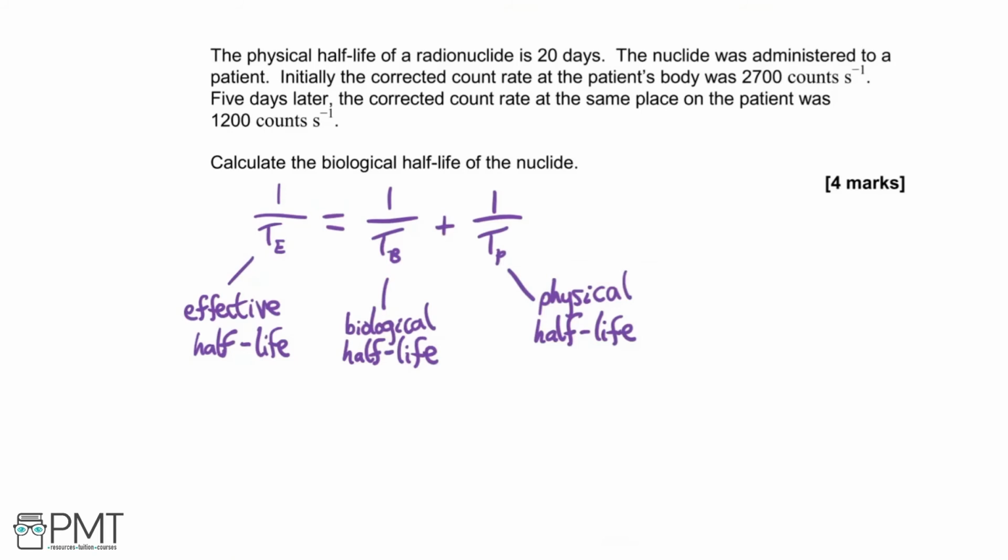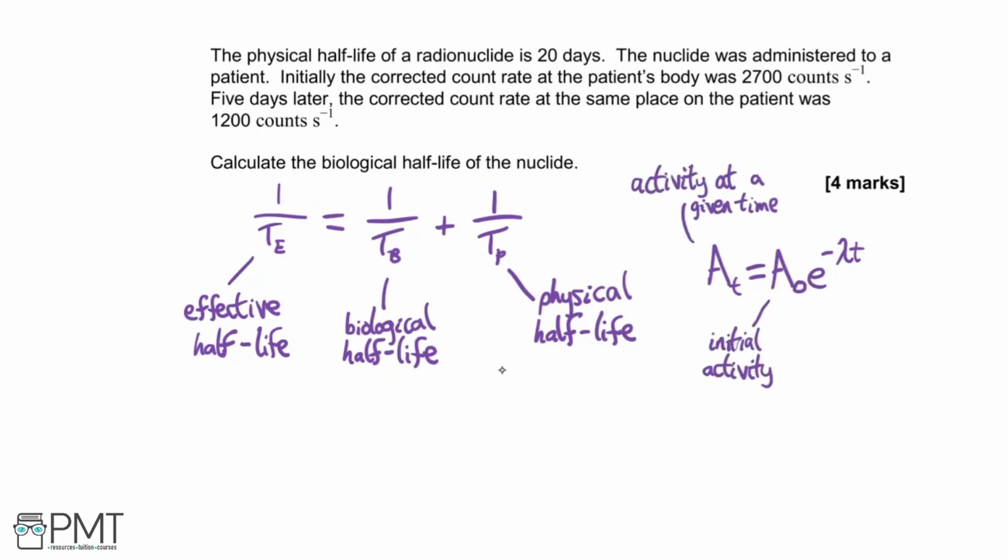We need to work out the effective half-life using this 2,700 counts per second and then 1,200 counts per second. So we're going to use the exponential equation for this. So I put A_T is equal to A_0 e to the minus lambda t. Let's just label that. So we've got the activity at a given time is equal to the initial activity multiplied by e to the power of minus the decay constant multiplied by time.